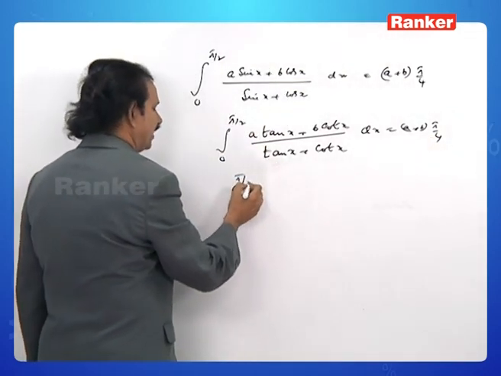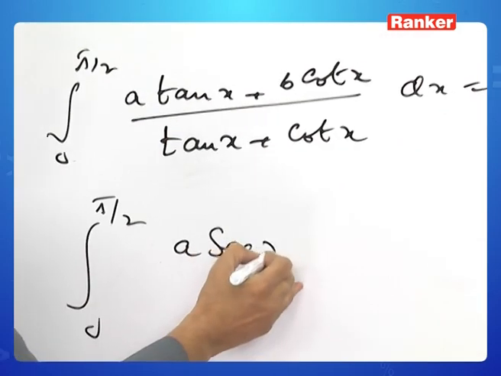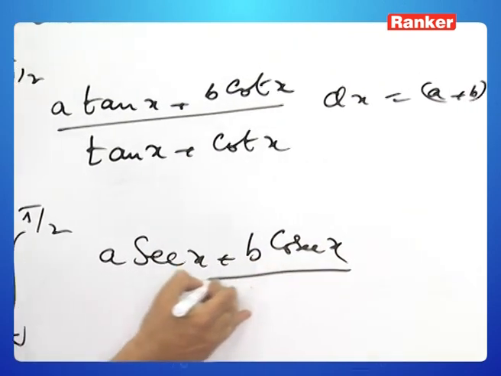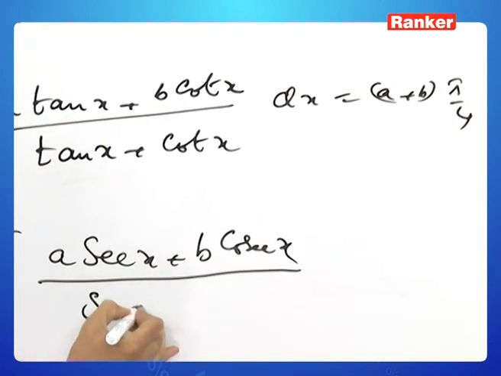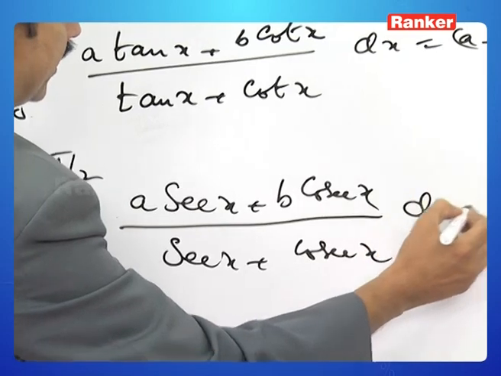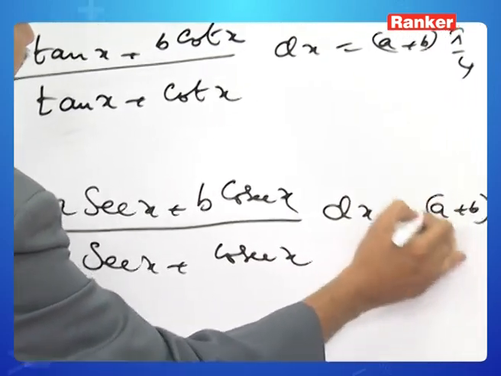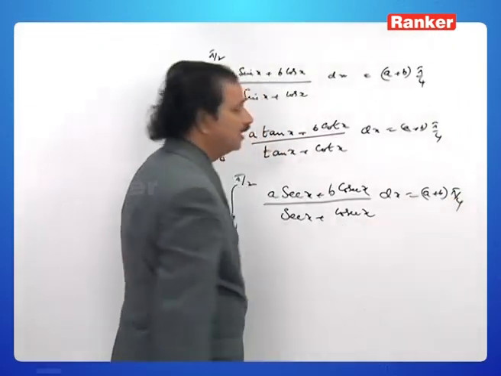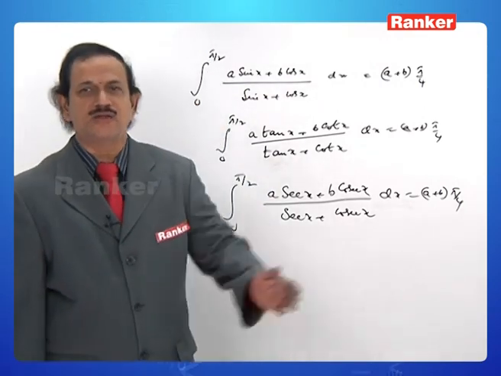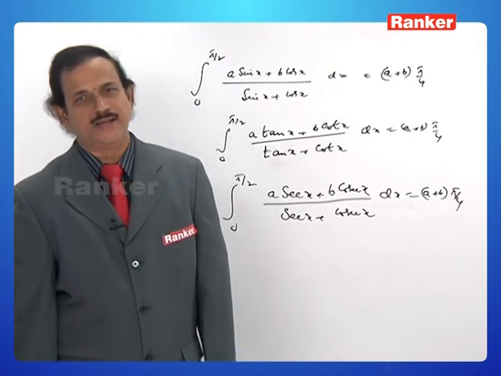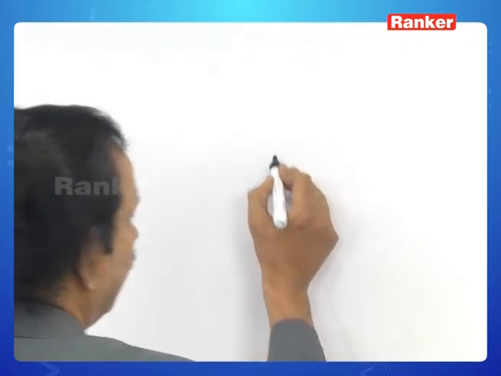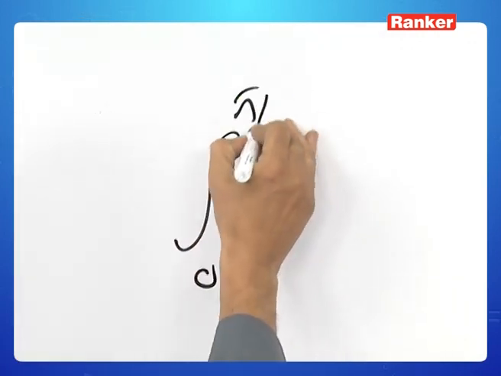Integral 0 to pi by 2, (a secant x plus b cosecant x) by (secant x plus cosecant x) is again (a plus b) into pi by 4. Beautiful results that can be used anywhere else as and when they are required. Please have a look over that. Please follow them.